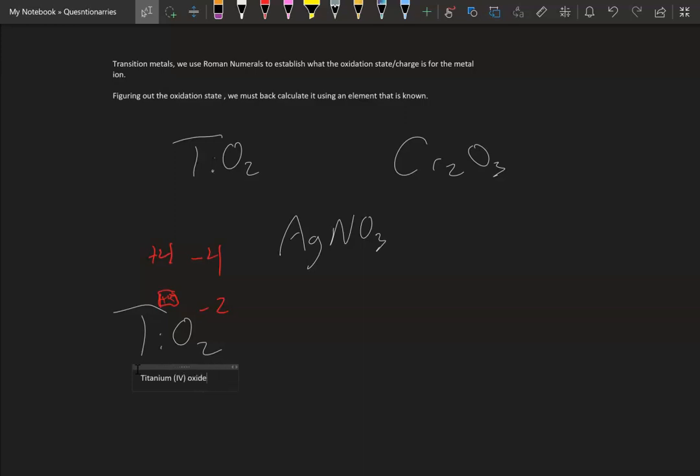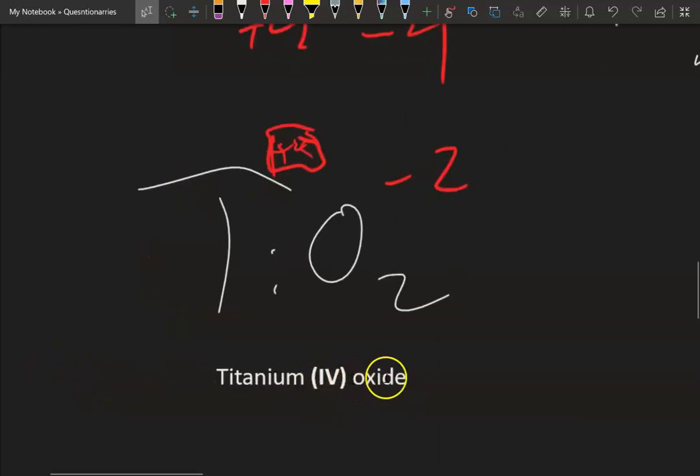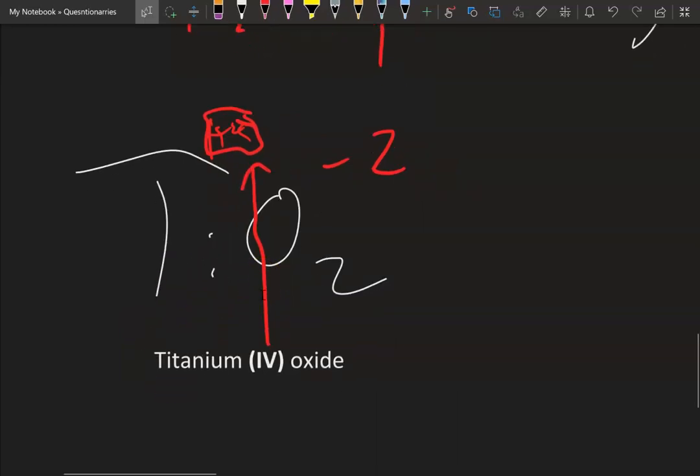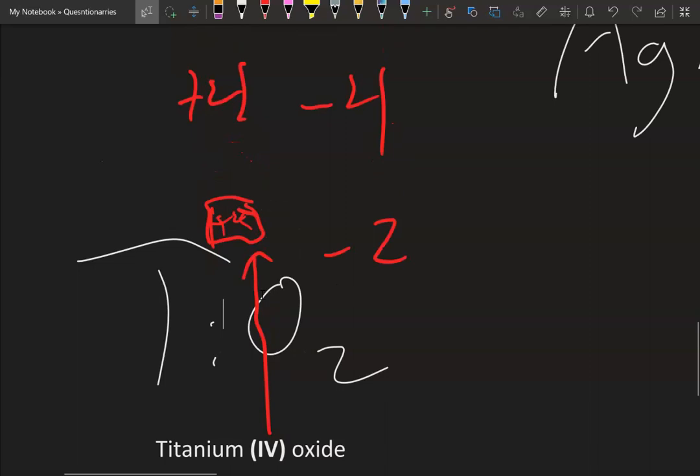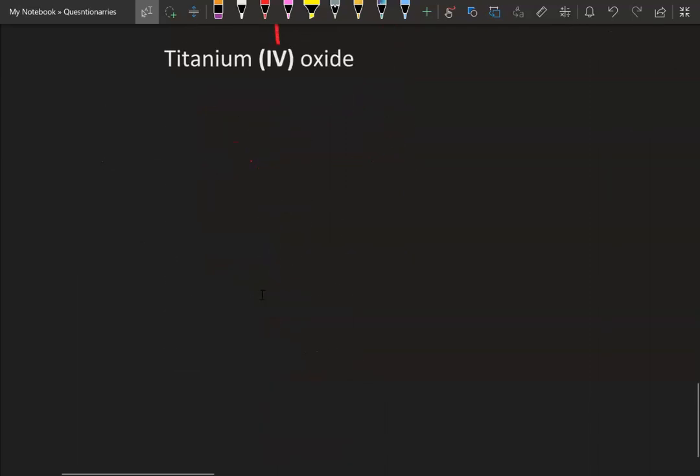I'm going to highlight this here. I'm actually going to bold print it. So you get titanium 4 oxide, and that 4 is established from the oxidation state that we determined. Now that's the first one.